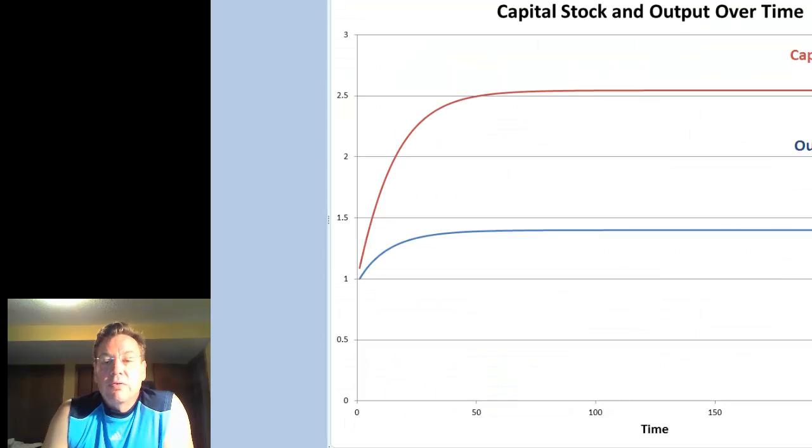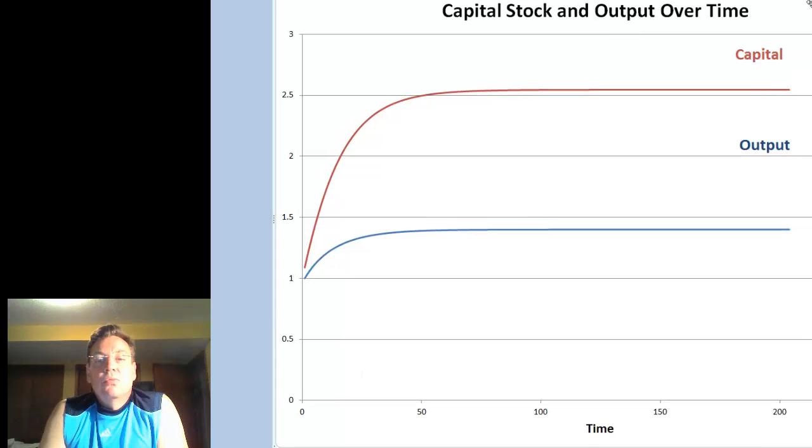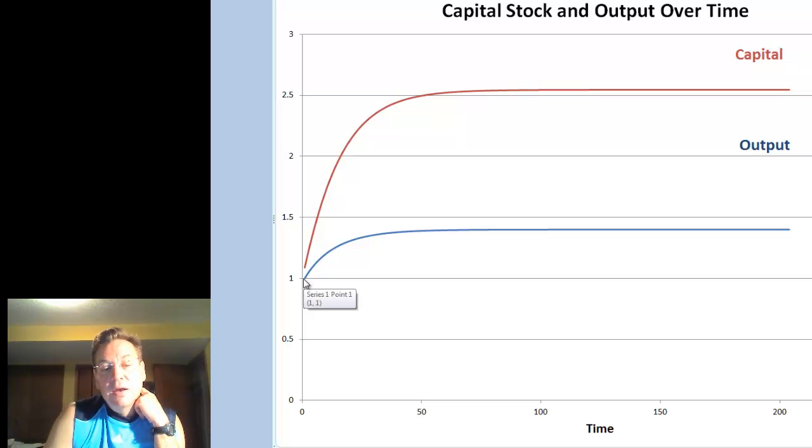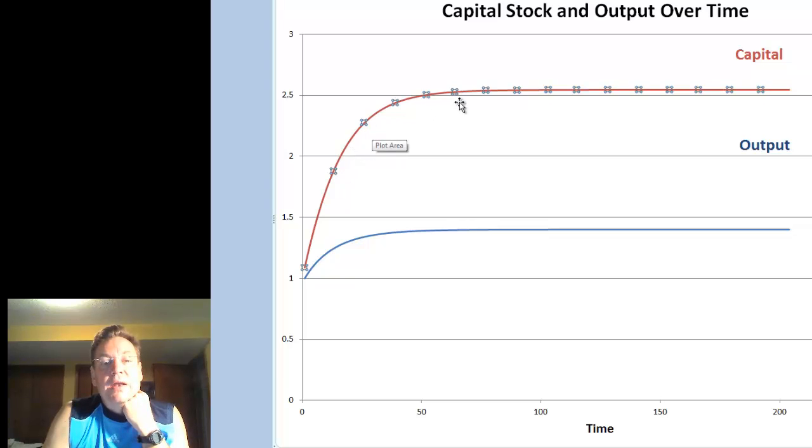And I already created these earlier. What we see here is that capital starts, well, I didn't plot the initial value of 1. That would be over here. But capital grows over time, and it ends up hitting a steady state of a little more than 2.5.